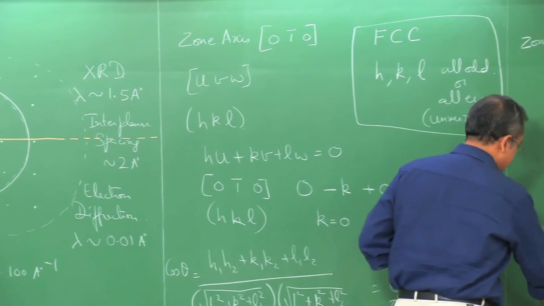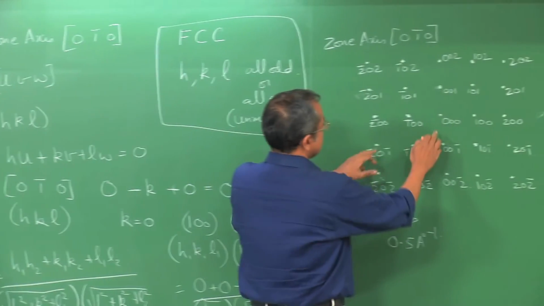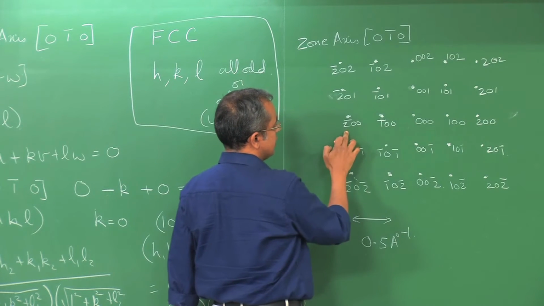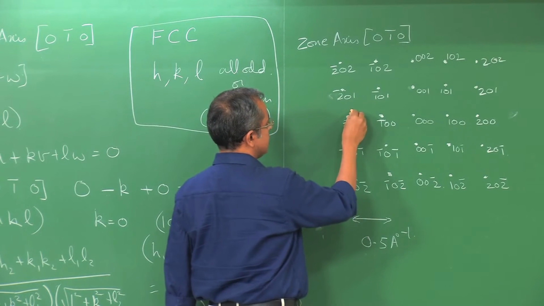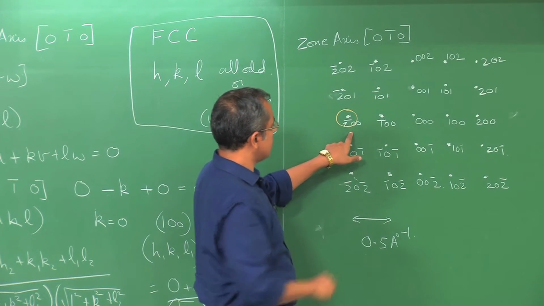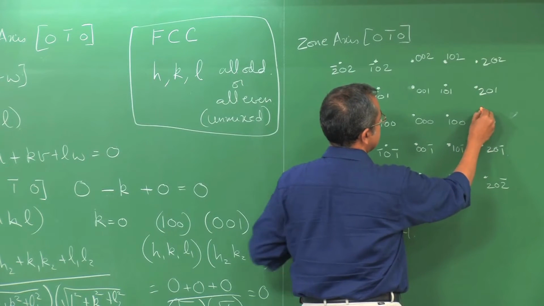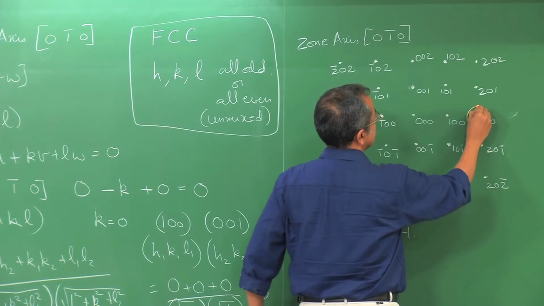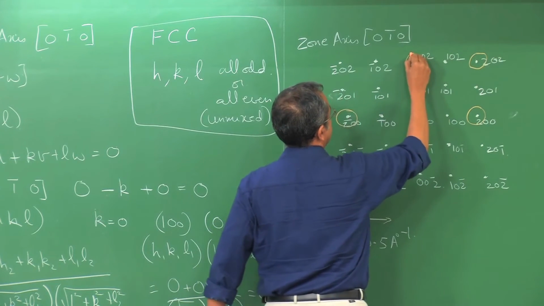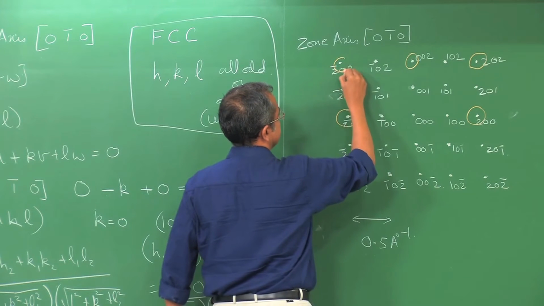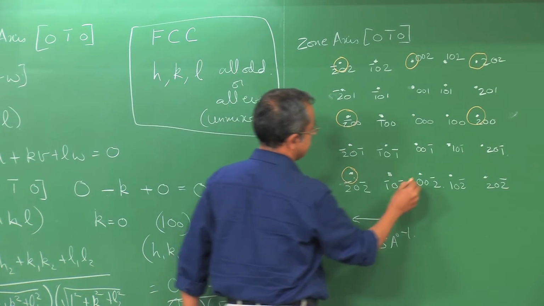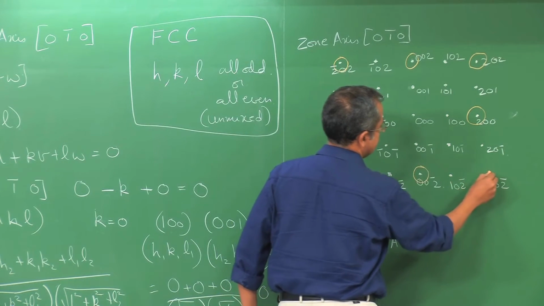So, what are all those all even points? We can just see here. This is 1 odd, 2 even. So, it is not going to give you a diffraction spot. This is all even. So, this will give you a diffraction spot. So, I will just circle it. That is going to give you a diffraction spot. Similarly, if you come here, all even is here, this will give you a diffraction spot, this will give you a diffraction spot, this one here, this one here, and this one here.